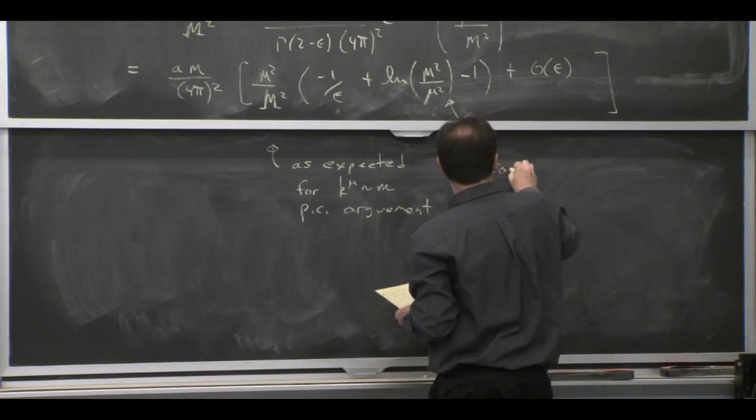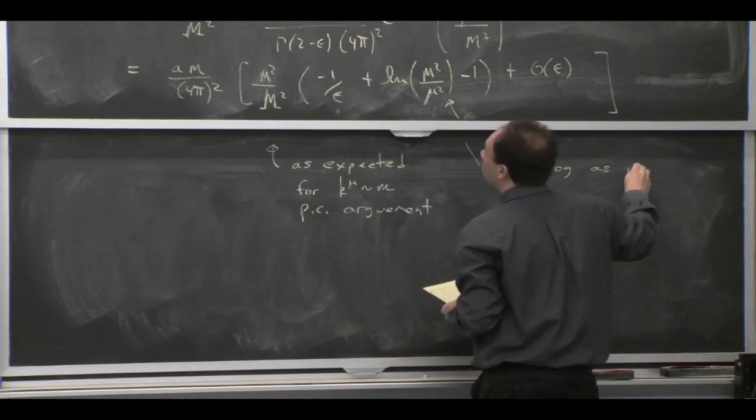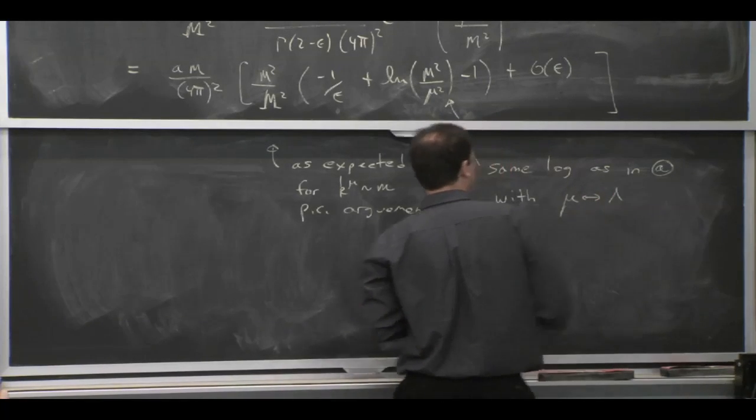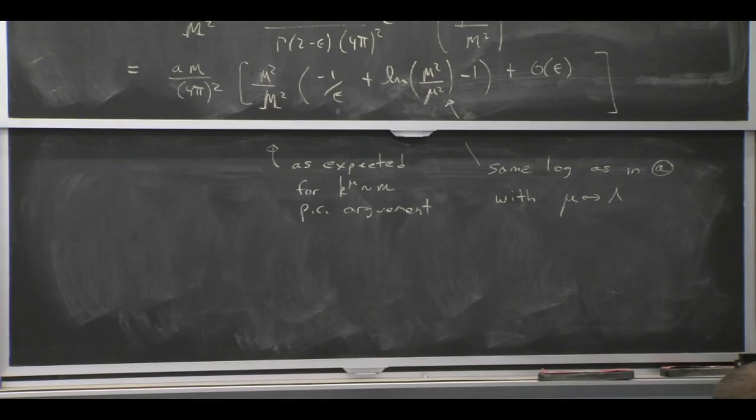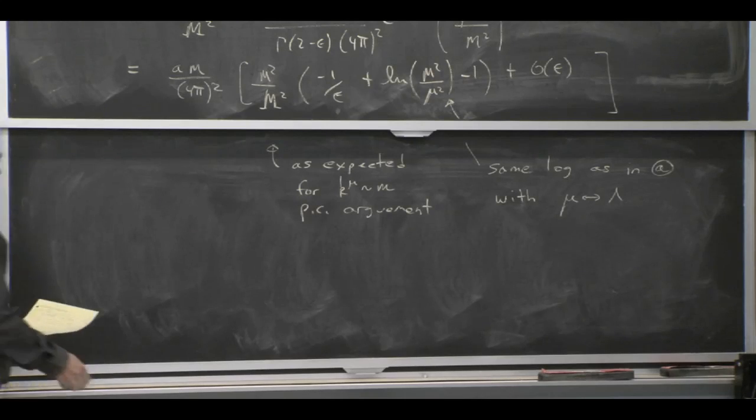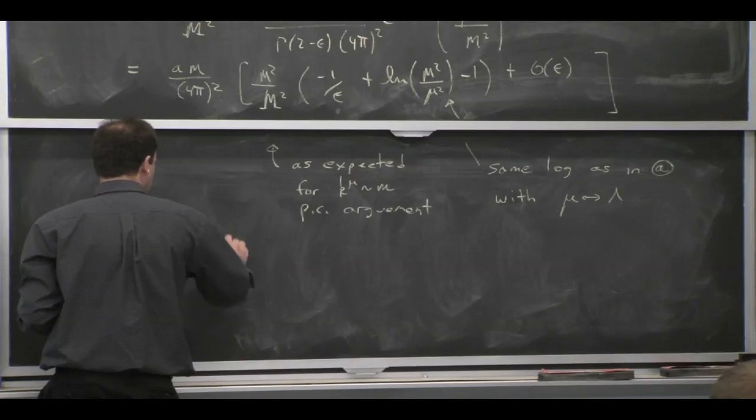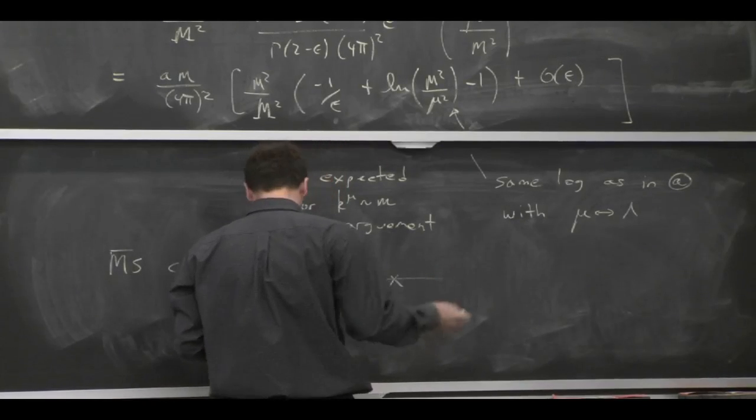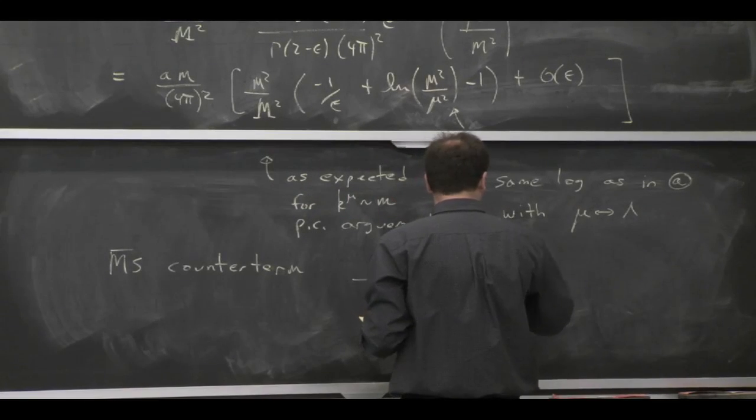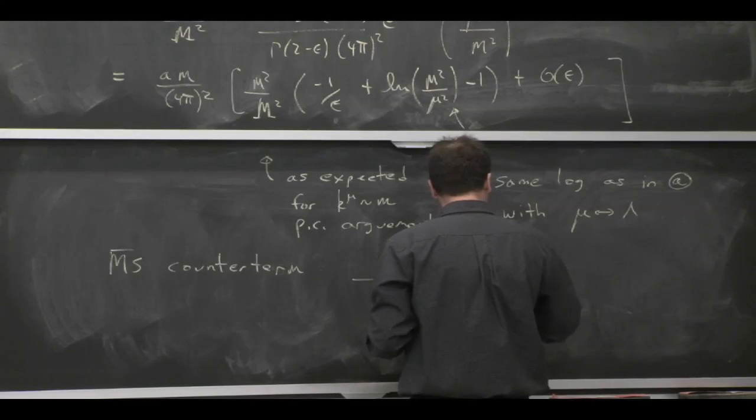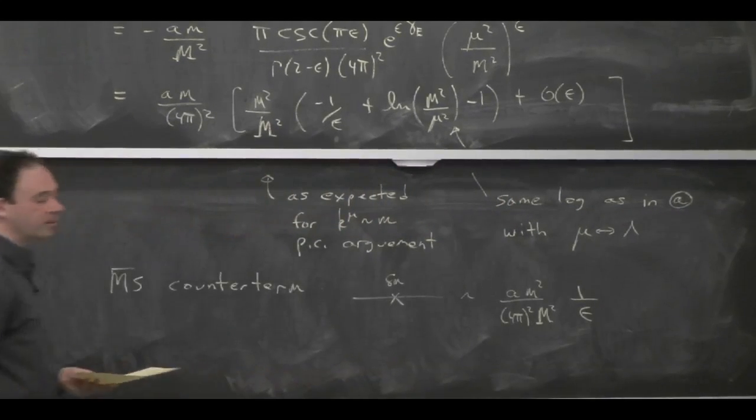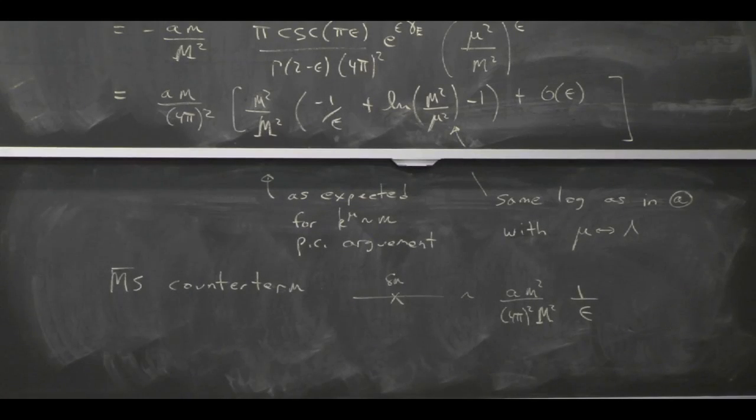The logarithm here is the same log as in A, with, if you like, a correspondence between mu and lambda. So we're seeing that logarithm there. We're just not seeing this term. And if we wanted to write down the MS bar counter term, some correction to the mass, it would go like a m squared. The diagram would look like just the 1 over epsilon pole in MS bar. OK, so the two regulators seem to give us kind of similar results, but not exactly identical results.